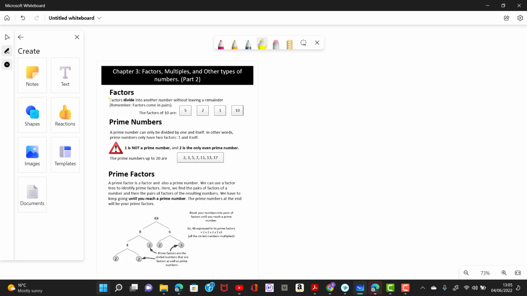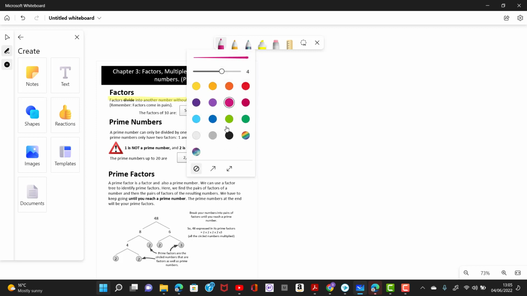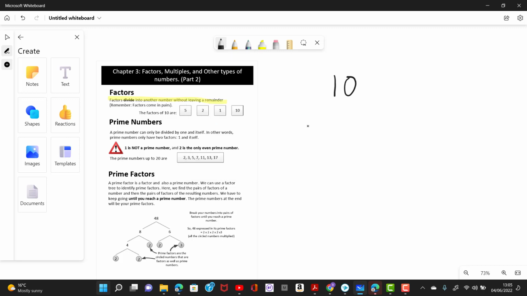If you write this in your book, factors divide into another number without leaving a remainder. I like to teach factors with a spider diagram. So what are the factors of 10? Well, what numbers divide into 10? Factors always come in pairs. So any two numbers that you times together to make 10 are going to be factors of 10. As an example, 10 times 1 is 10, so 10 and 1 are a pair of factors of 10. And the other pair is 2 and 5. 2 and 5 times together make 10, so 2 and 5 are factors of 10.